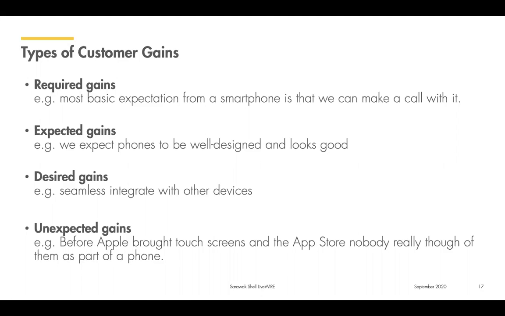And the third level is desired. It means that if I can afford it and it meets the requirements and my expectations, I would like the smartphone to integrate with my other devices. If I have a smartwatch, a laptop, or a smart TV, it would be nice for my phone to integrate with all the things that I have, right? One example of an unexpected gain is when Apple, way back in 2007, I think that's like 13 years ago, introduced the iPhone. At that time, nobody expected a touchscreen or an app store to be part of the phone. And once they started using it, they found it quite desirable.